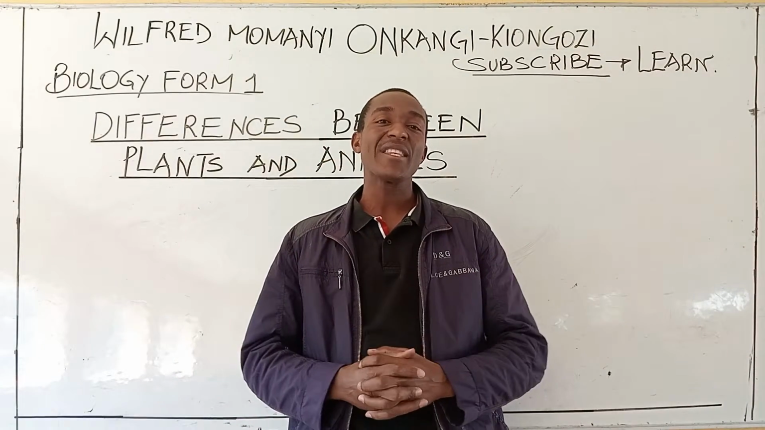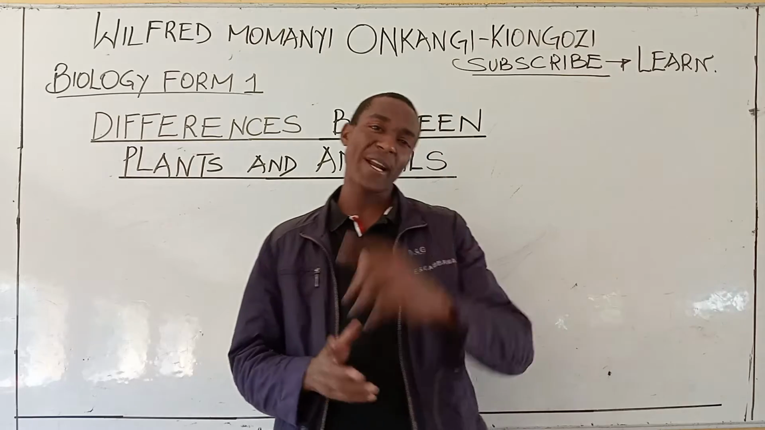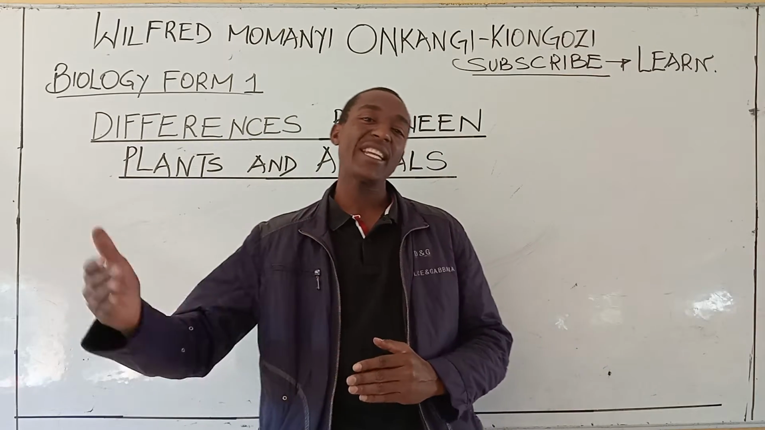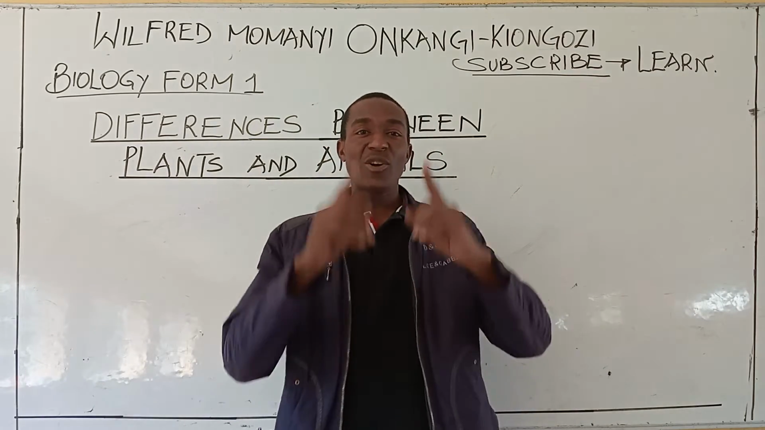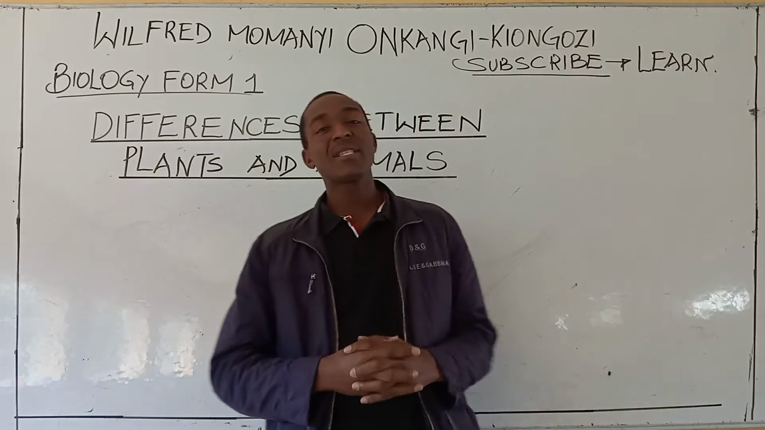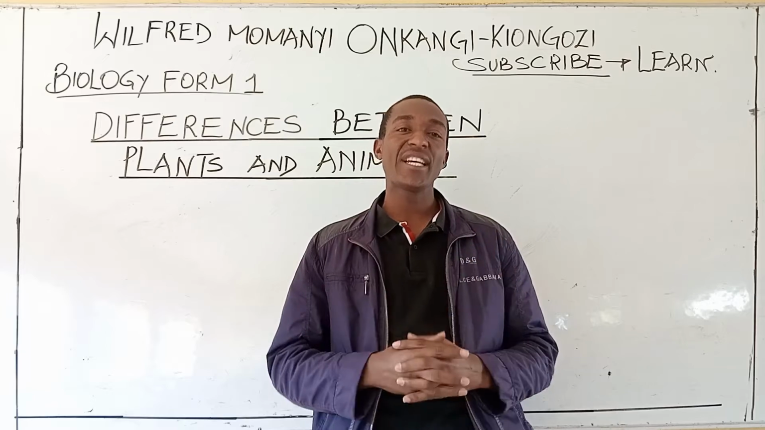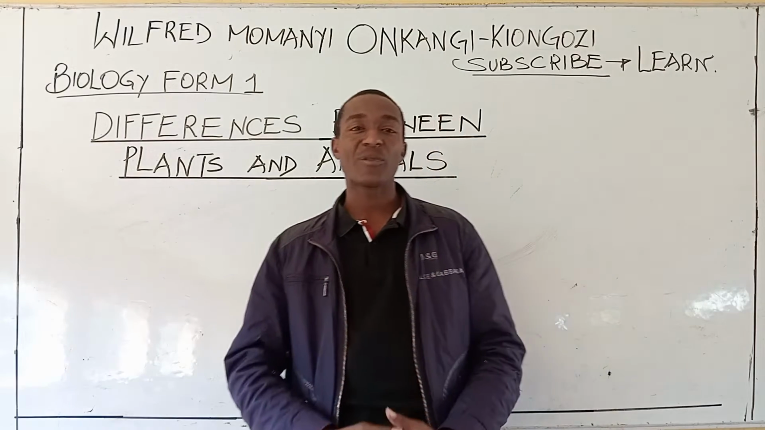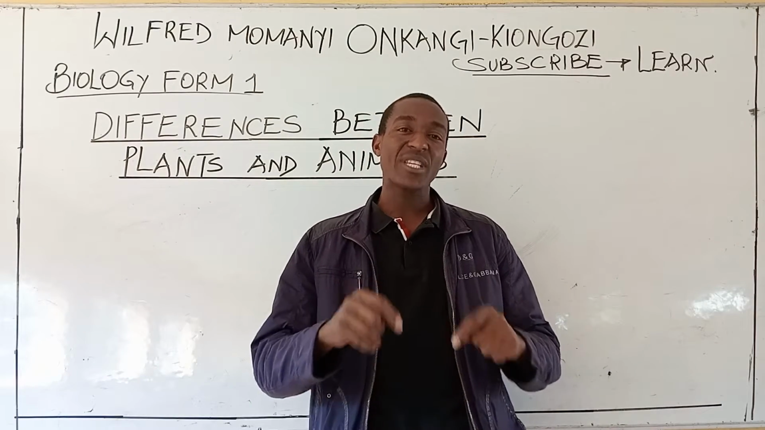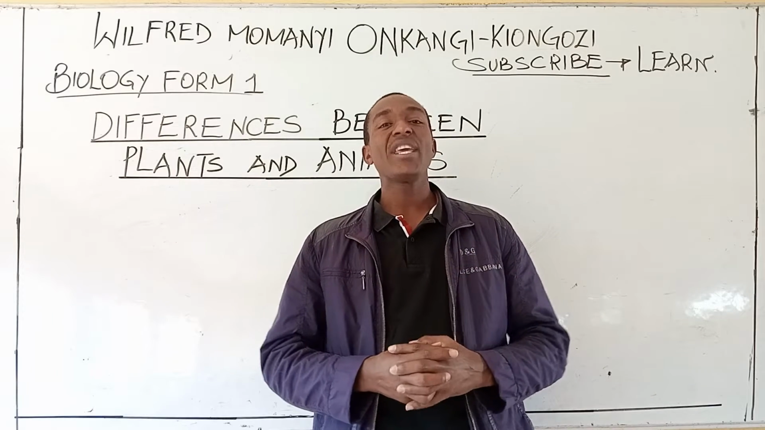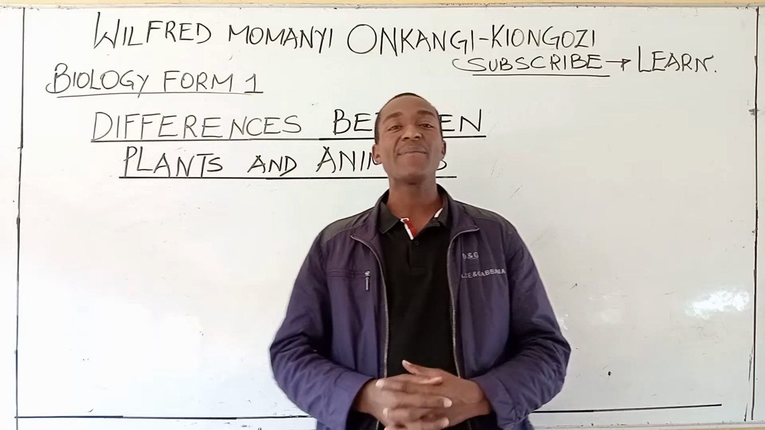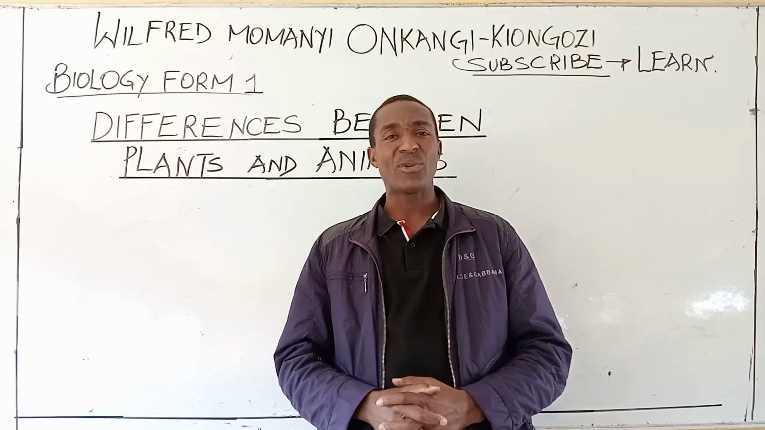We are still dealing with chapter 1 of Form 1 and we're almost towards the tail end of that chapter. In our previous lesson, we talked about the common apparatus that are used in collection, handling and observation of specimens. And now in this lesson, we shall do something a bit different. We are going to look at the differences between plants and animals.